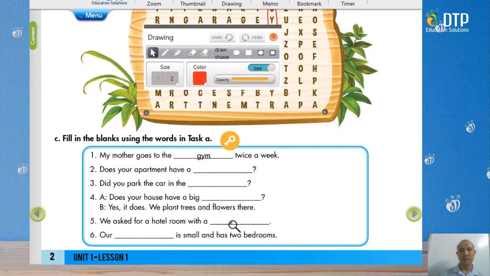A gym, a balcony. That's right. Number 6. Our is small and has 2 bedrooms.